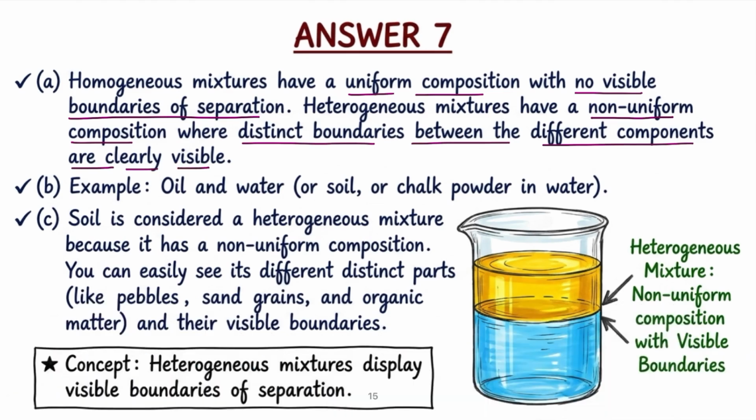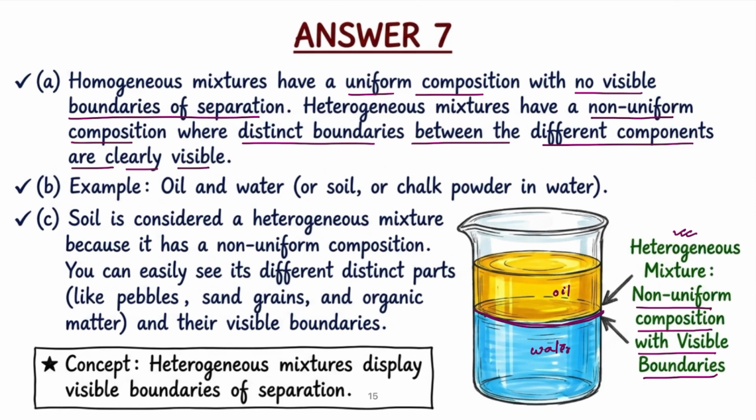As for example, once you check the mixture of oil and water, now these are the boundaries between the oil and water. This mixture has a non-uniform composition, and in this mixture what will happen? One boundary is visible. That's why oil and water is a type of heterogeneous mixture.